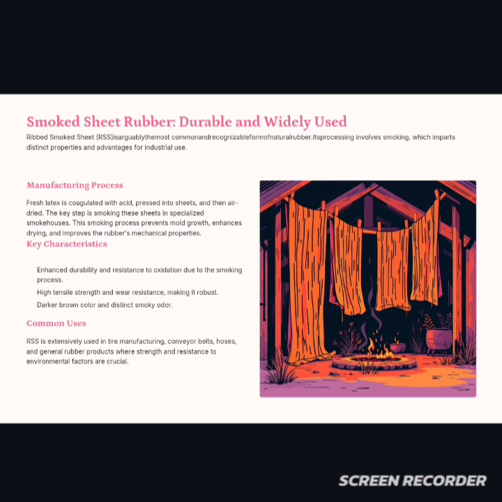Key characteristics: enhanced durability and resistance to oxidation due to the smoking process, high tensile strength and wear resistance, making it robust, darker brown color and distinct smoky odor. Common uses: RSS is extensively used in manufacturing conveyor belts, hoses, and general rubber products where strength and resistance to environmental factors are crucial.